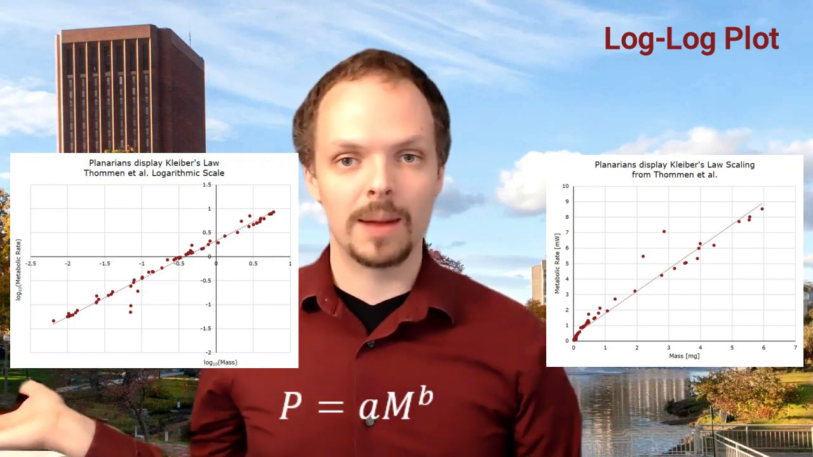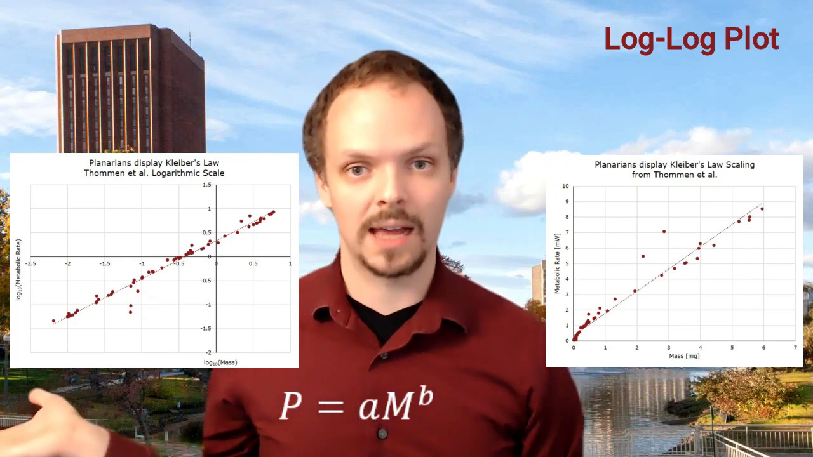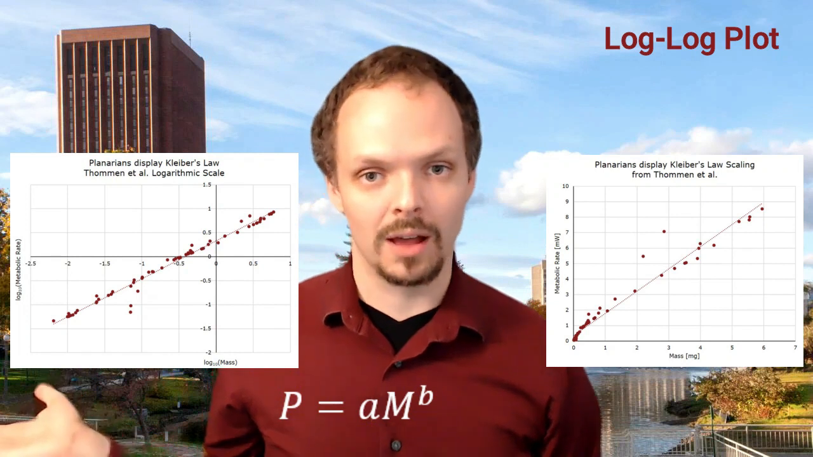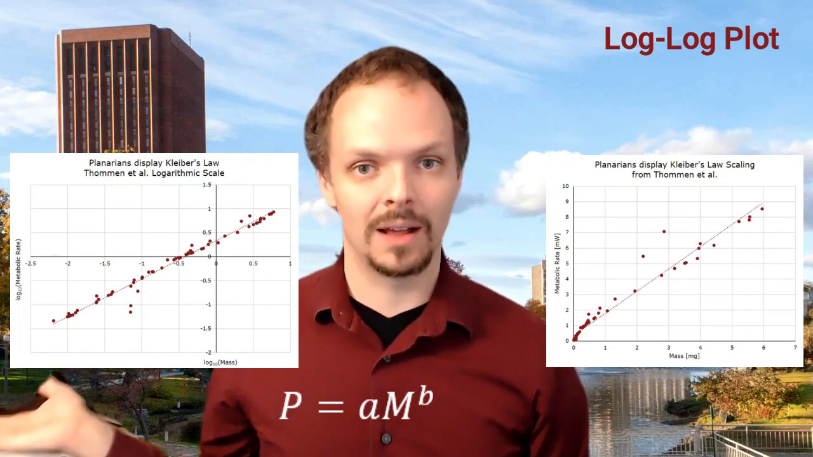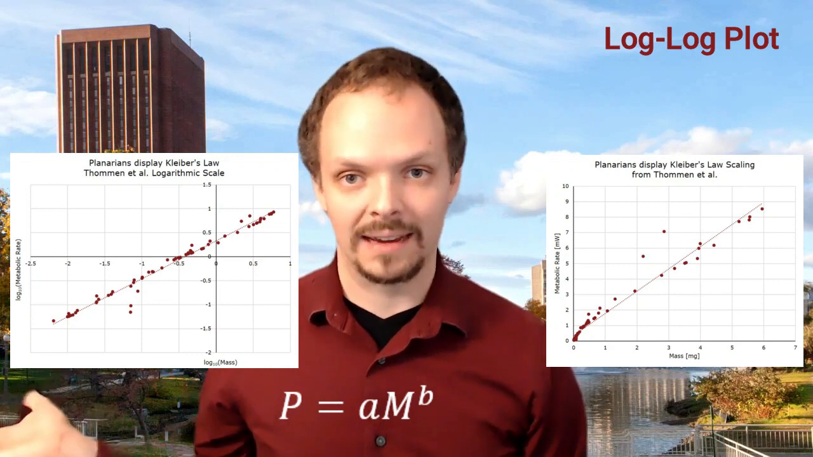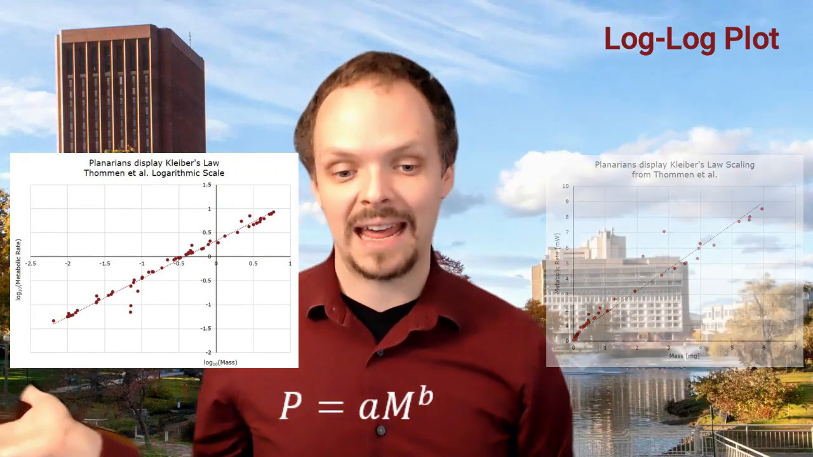It turns out from the properties of logarithms, which are reviewed in a later section, that the slope of this line is the constant b, the power in Kleiber's law. And the intercept of this line is the logarithm of a. And so from this, we can actually figure out both b and a.